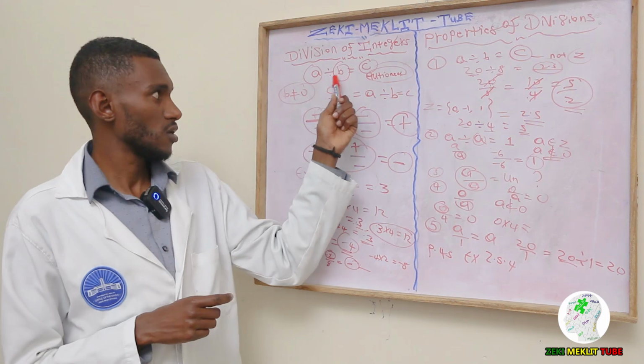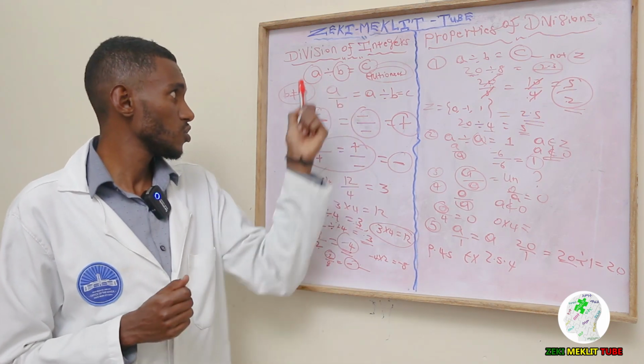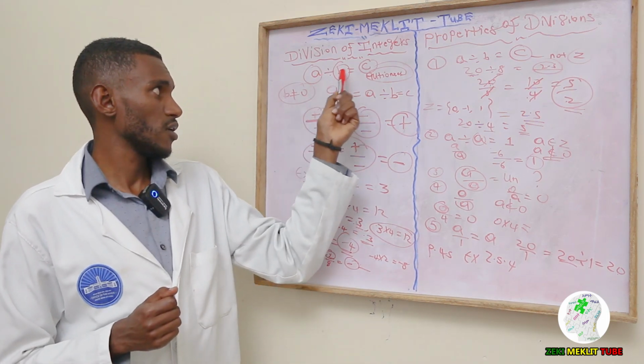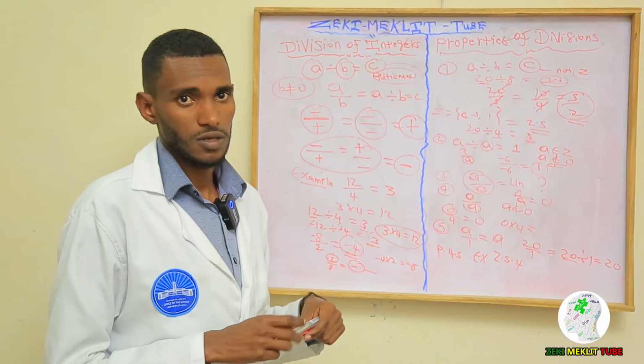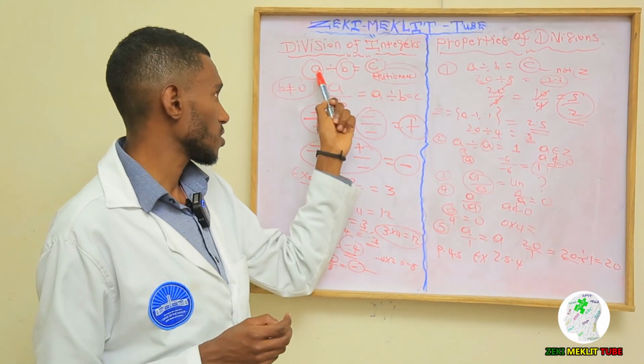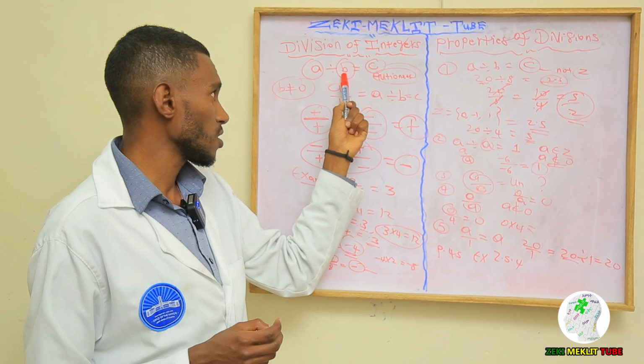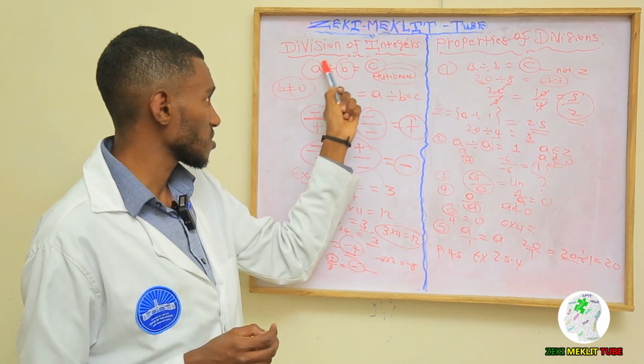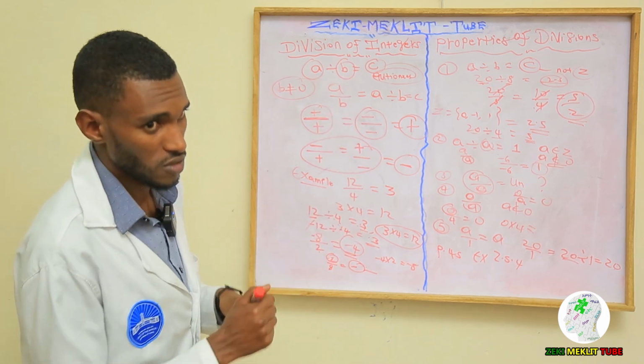So it takes 3 integers, A, B, and C. So the result C is called quotient, A is dividend, B is divisor. Okay, divisor. So you can represent division using these kinds of signs.